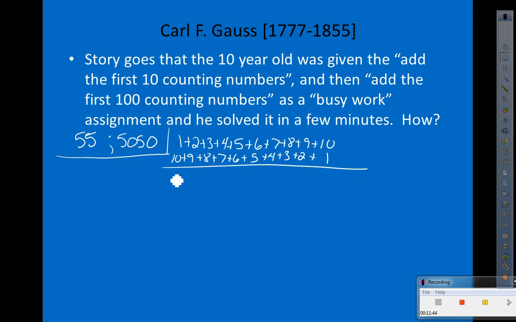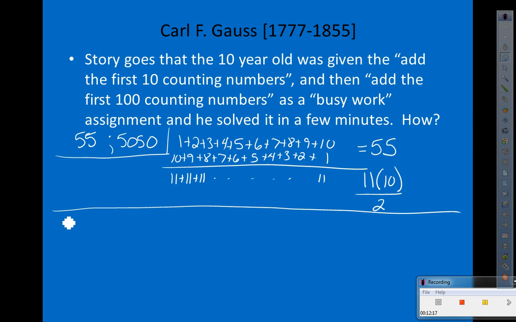1 and 10 is 11. 2 and 9 is 11. 8 and 3 is 11. Well, here's what he saw. He said, I've got 11 10 times. But since I wrote it twice, I got 2 of them, so I got to divide by 2. Well, 2 went into 10 5 times. 5 times 11 was 55.